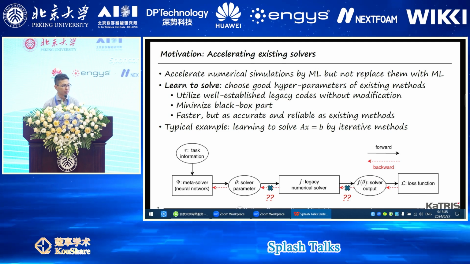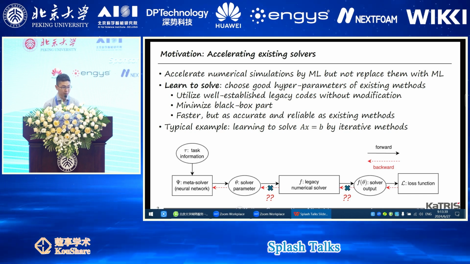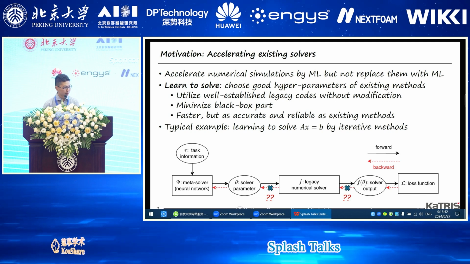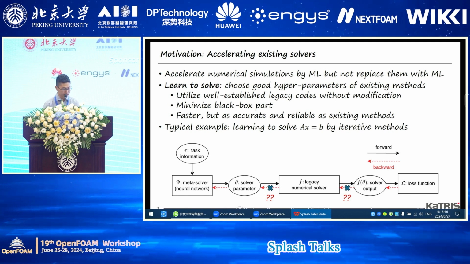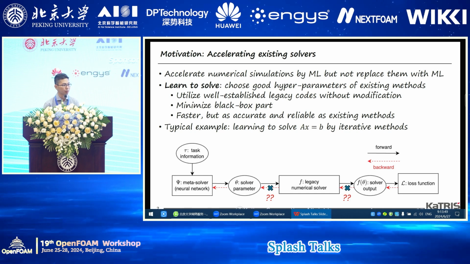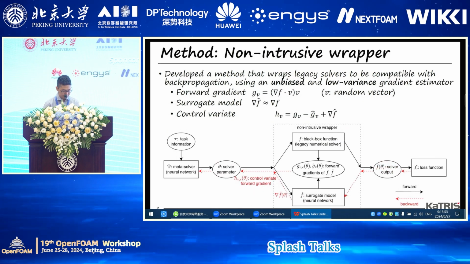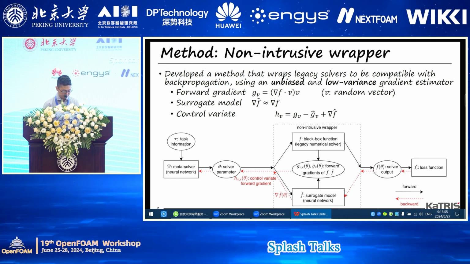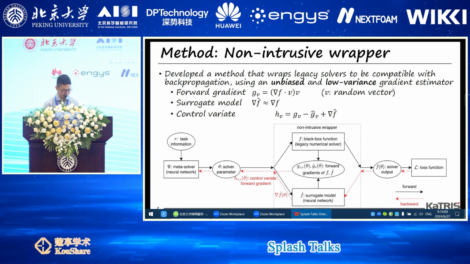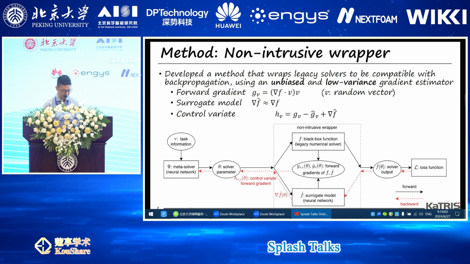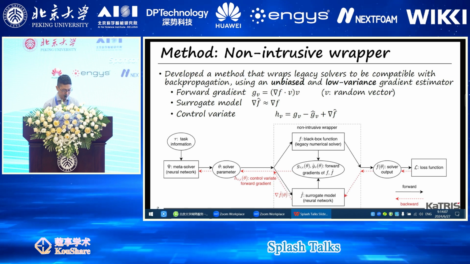Then to update the meta solver, we backpropagate the loss and compute the gradient. However, the problem is we can't easily backpropagate through the legacy solver because it is usually not automatically differentiable. To resolve this problem, we have developed a method that allows legacy solvers to be compatible with backpropagation using an unbiased and low variance estimator of gradient.